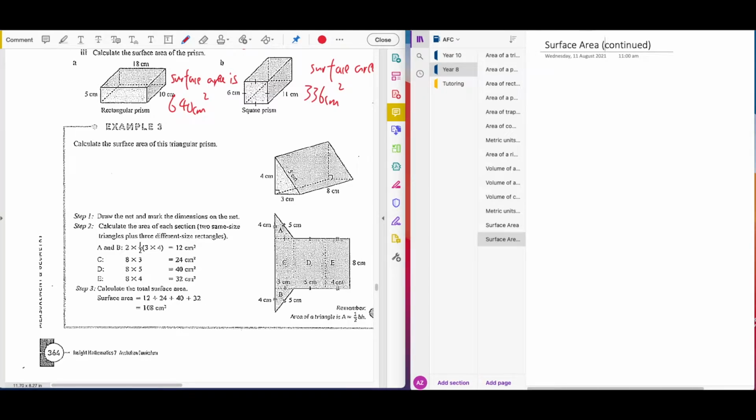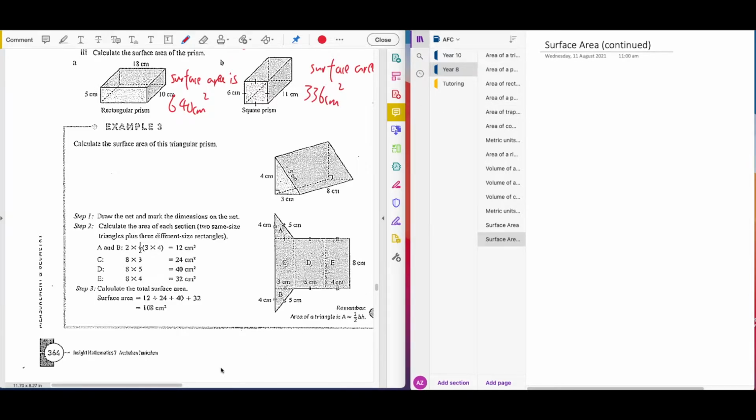Hello everyone, welcome back. In today's lesson, we're going to continue on with the surface area topic, where we'll be learning how to find the surface area of some more exotic prisms, such as the triangular prism, as opposed to the rectangular or square prism.